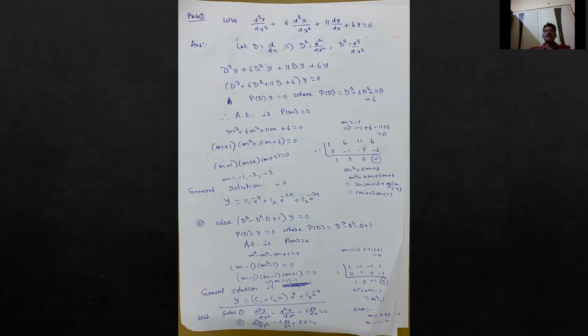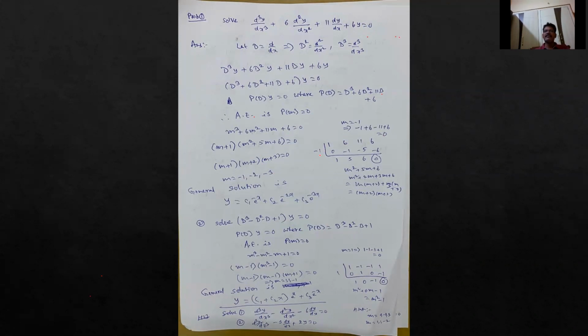Here, substituting m is equal to minus 1, we get minus 1 plus 6 minus 11 plus 6 equals 0. Therefore, m is equal to minus 1 is a root of the equation. Whenever f(a) equals 0, then x minus a is a factor. Like this, f of minus 1 is 0, that's why m plus 1 is a factor. So you can find the other roots by synthetic division.